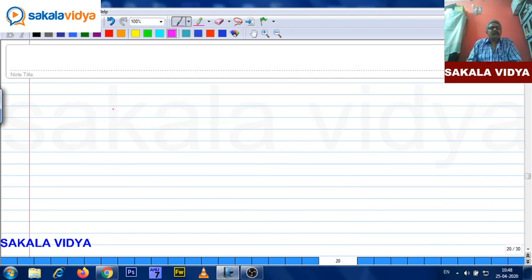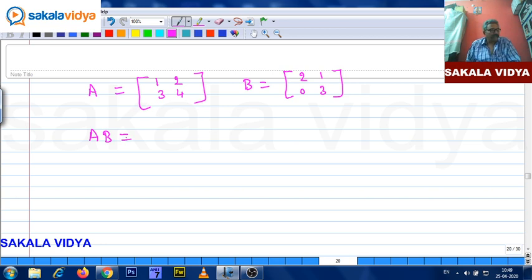So now, for example, how to multiply? Say A is equal to [1 2; 3 4], B equals [2 1; 0 3]. Now, what is AB, the product of AB? How do we find this AB? See, this is in the form of 2 by 2, and this is 2 by 2. The number of columns is 2, the number of rows is 2. So we can find AB.